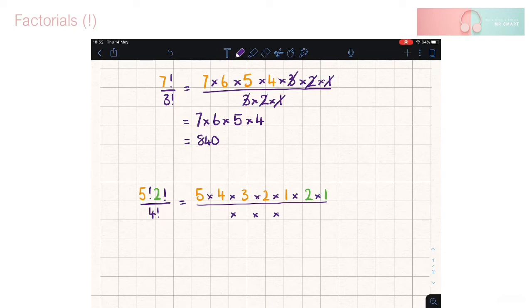In my final example, we've got a couple of factorials multiplied together. So we've got 5 factorial multiplied by 2 factorial, and we're going to divide that by 4 factorial, which is 4 times 3 times 2 times 1. And again, we can simplify and cancel out some of these numbers in the numerator and the denominator. What are we left with? We're left with 5 multiplied by 2 multiplied by 1. And so the final answer to this calculation is 10.